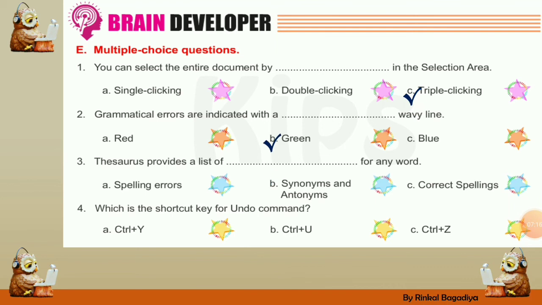Number 3, thesaurus provides a list of dash for any word. The options are spelling errors, synonyms and antonyms, or correct spelling. Which is the right answer? Yes, synonyms and antonyms. Option B is the right answer. Number 4, which is the shortcut key for the undo command? Very easy. Just now we have completed this in matching. The shortcut key for the undo command is Ctrl plus Z. So option C is the right answer. Tick on option C, Ctrl plus Z.